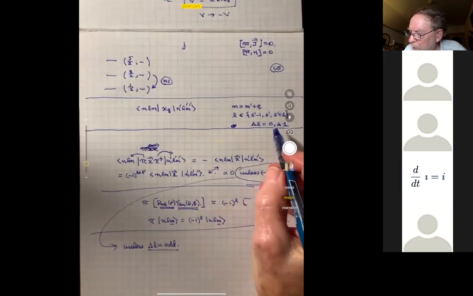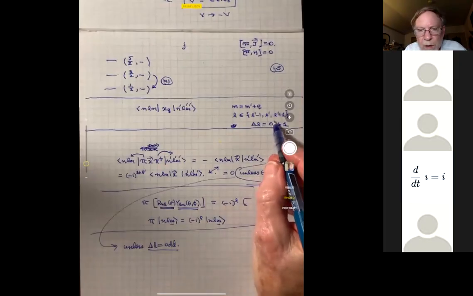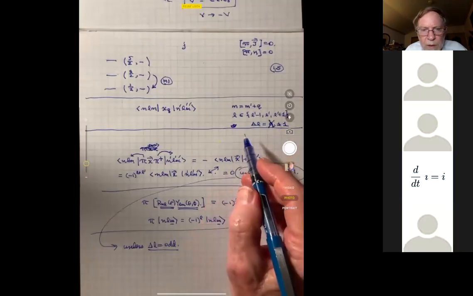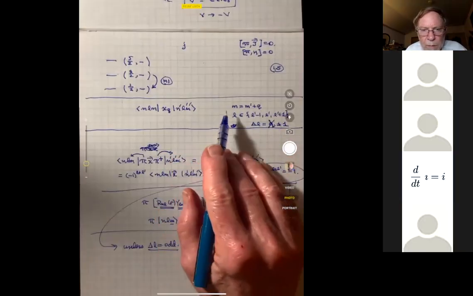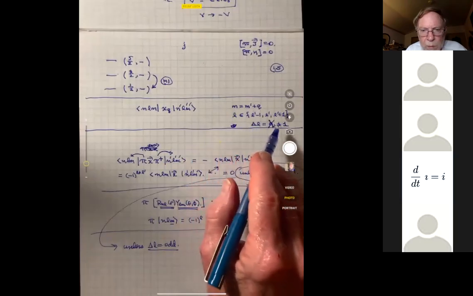And that means that delta L equals 0, which is allowed by the Wigner-Eckhart theorem, has to be excluded on the basis of parity. And the total set of selection rules for this matrix element then are the magnetic selection rules, and then delta L equals plus or minus 1.